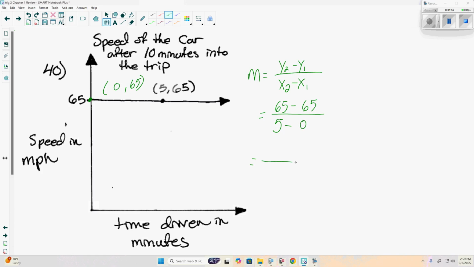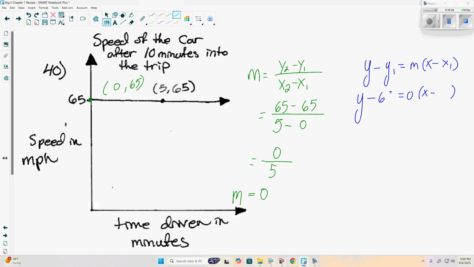65 minus 65 over 5 minus 0. What is 0 divided by 5? So our slope is 0. It is not no solution. I can tell you that right now. Because we can still plug in our point and the slope of 0. So we'll use the point 5 comma 65. 5 for x, 65 for y. y minus 65 is just going to say y minus 65 for now.